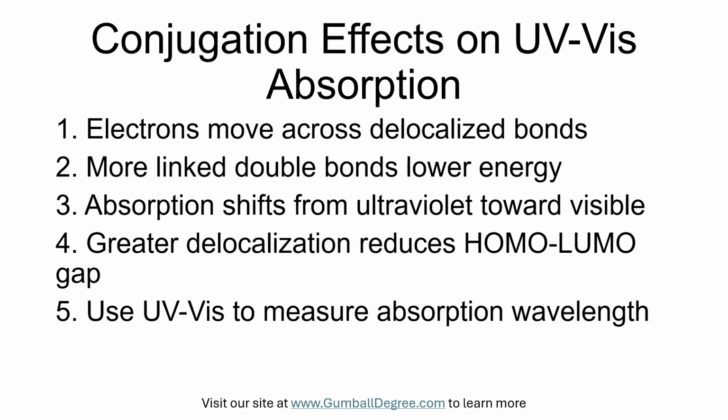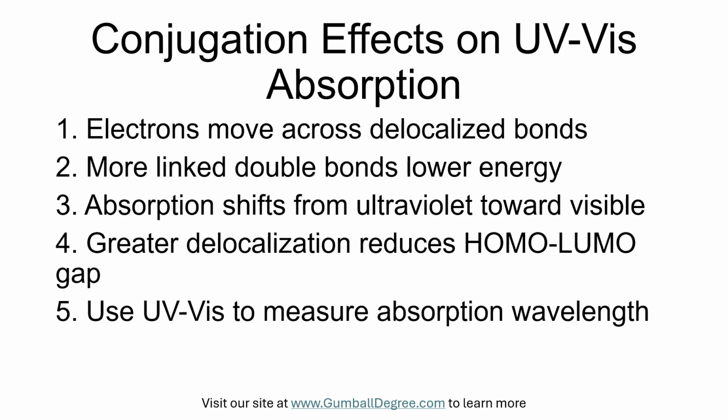When double bonds or alternating single and double bonds join together, the stepping stones spread out and make it easier for electrons to jump from one level to the next, so they need less energy of light to make that jump. A simple isolated double bond might absorb in the ultraviolet, but if many double bonds are linked, the absorption moves into the visible region and the color changes.